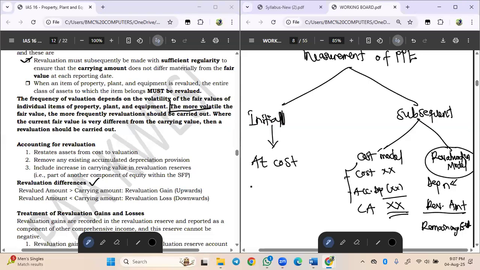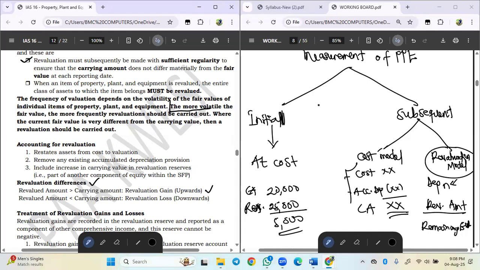Okay. So if you have carrying amount of say 20,000 and there is revalued amount of, let's say, 25,000, you've made gain of what? 5,000. This one is called revaluation surplus or revaluation gain. It means the asset has been revalued upwards. Now, when the revalued amount is less than the carrying amount, we say that you've revalued the asset downwards, and that causes what? Revaluation loss.